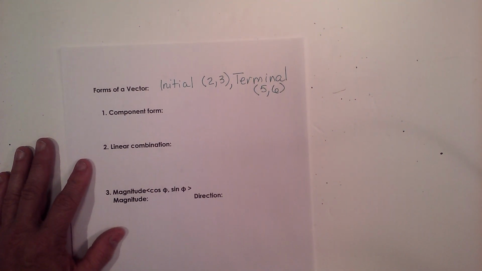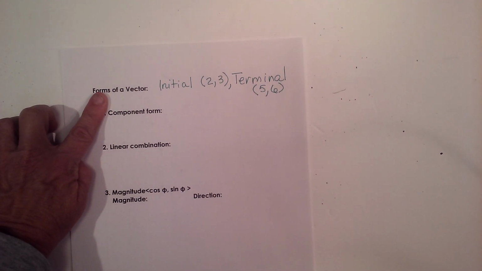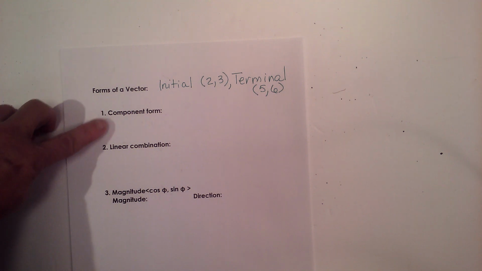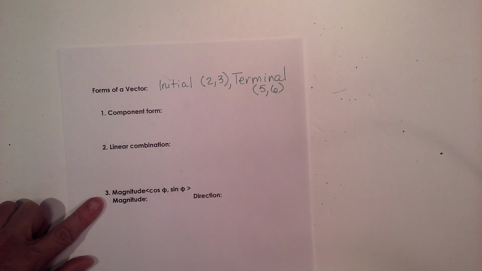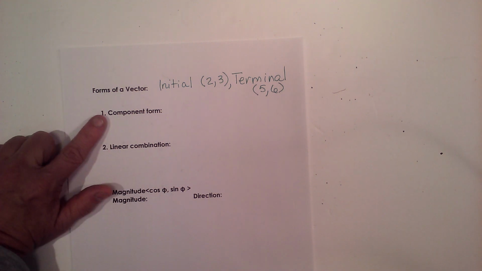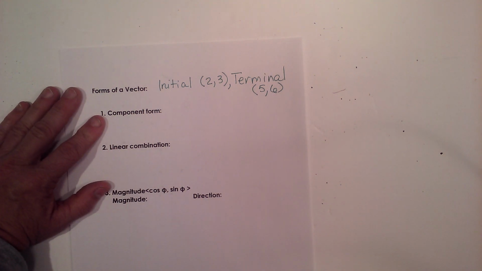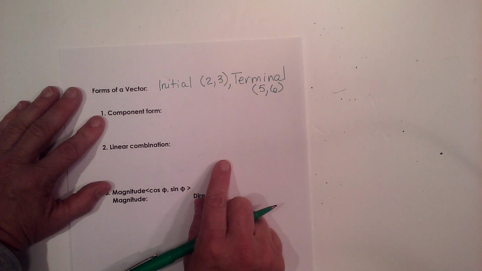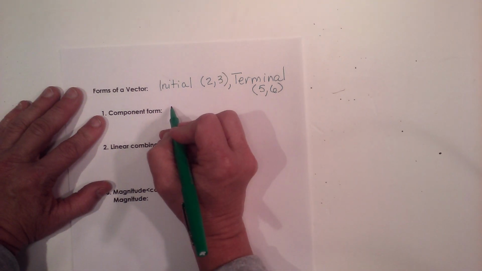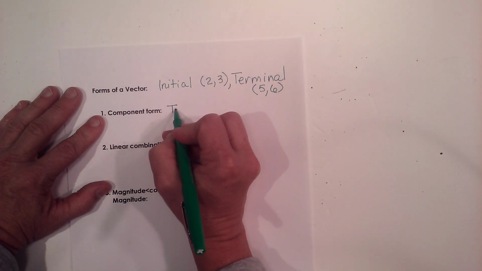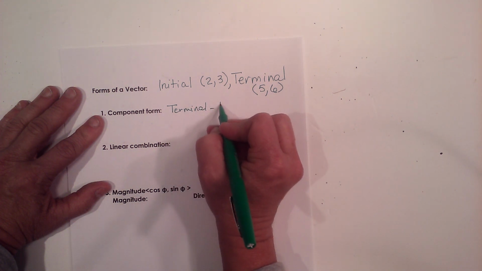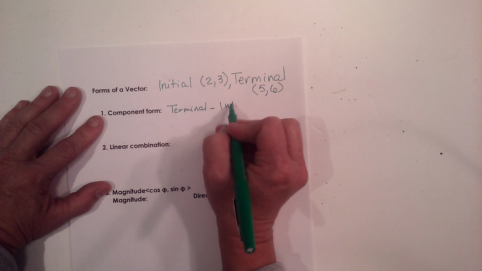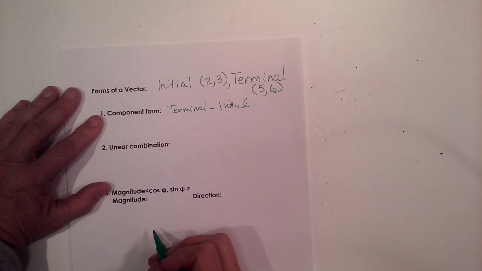Math. Today we're going to look at three different forms of a vector. We're going to look at component form, linear combinations, and written with an angle measure. So, component form. To find the component form, and there's another video I have on this, you're going to take the terminal point and subtract the initial point to write it in component form.